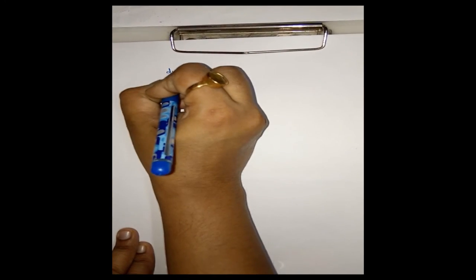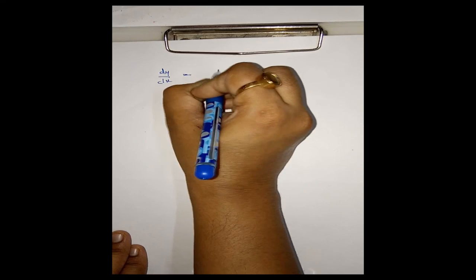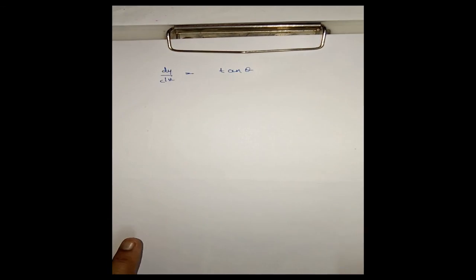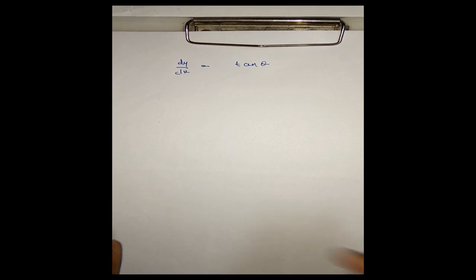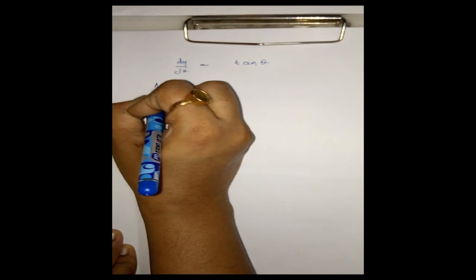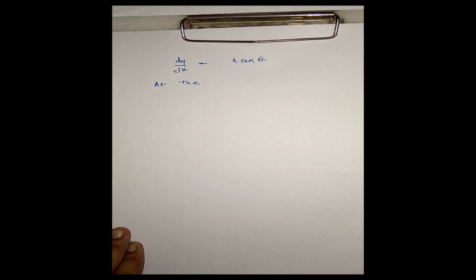In the next step we have to find the points where tangents are parallel to the x-axis and parallel to the y-axis. Now dy by dx is tan theta, which means sin theta by cos theta. The interval we are considering is 0 to pi.